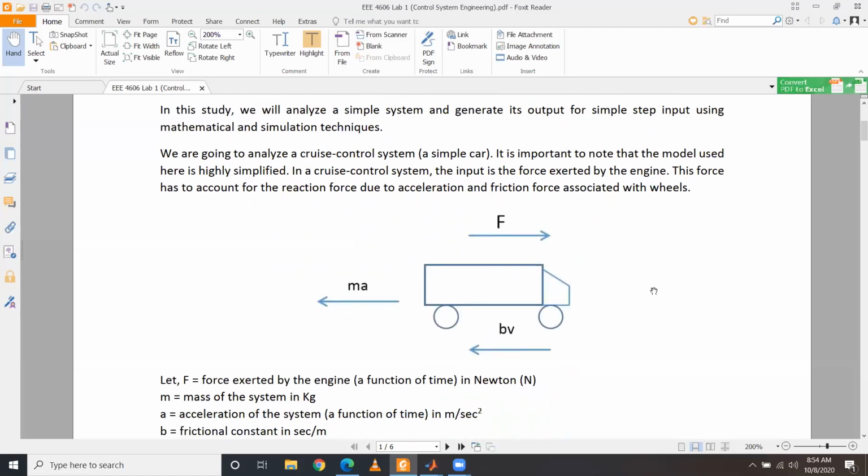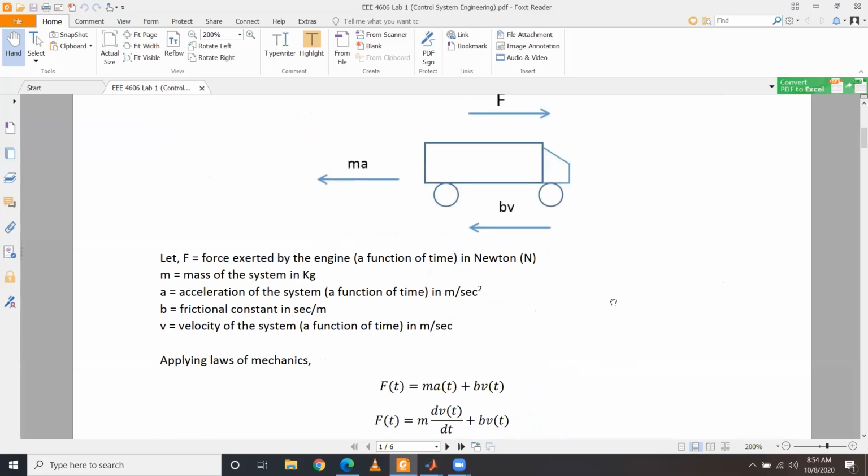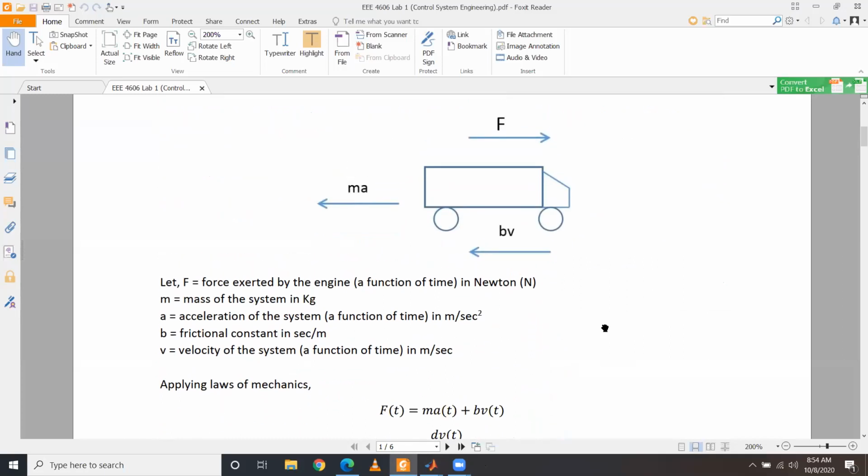Okay, so let us start with an example of a very simple system. So what is a system? A very simple definition. Sir, it has input, output. Something which takes an input and gives an output depending on the characteristics of the system, right? Yes, sir. And in control systems, we're usually concerned with the characteristics of the system.